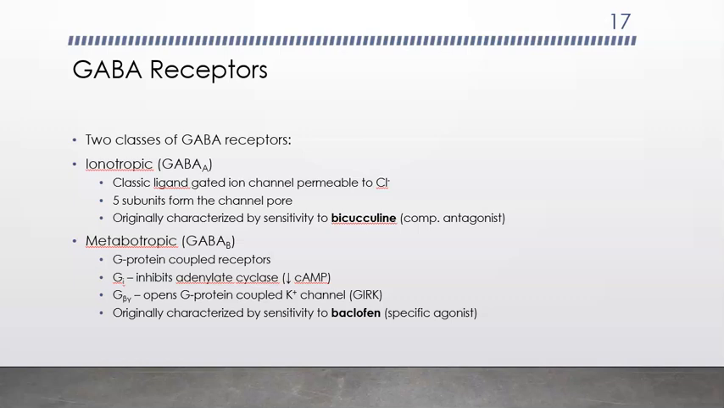The GABAb receptors are G protein coupled. They tend to be Gi, so they inhibit adenylate cyclase, so they decrease cAMP.